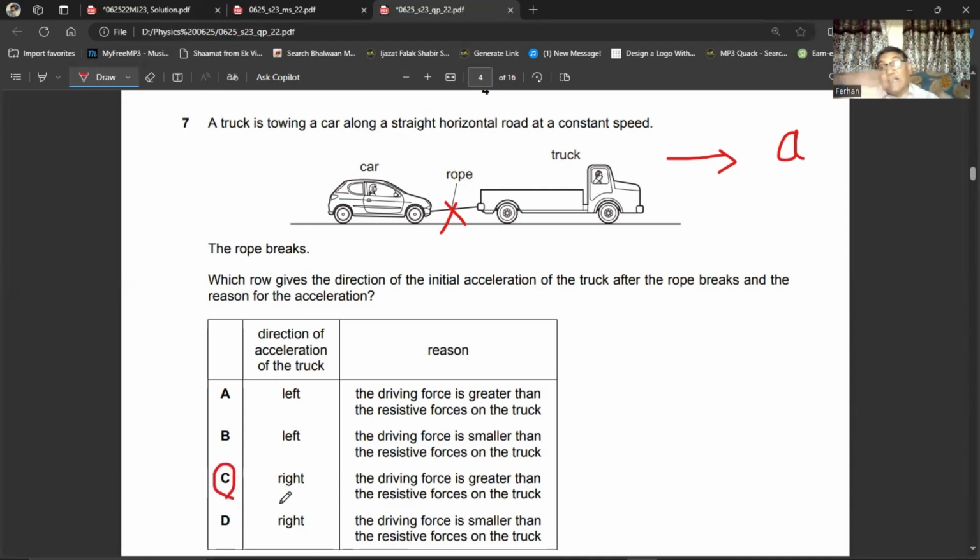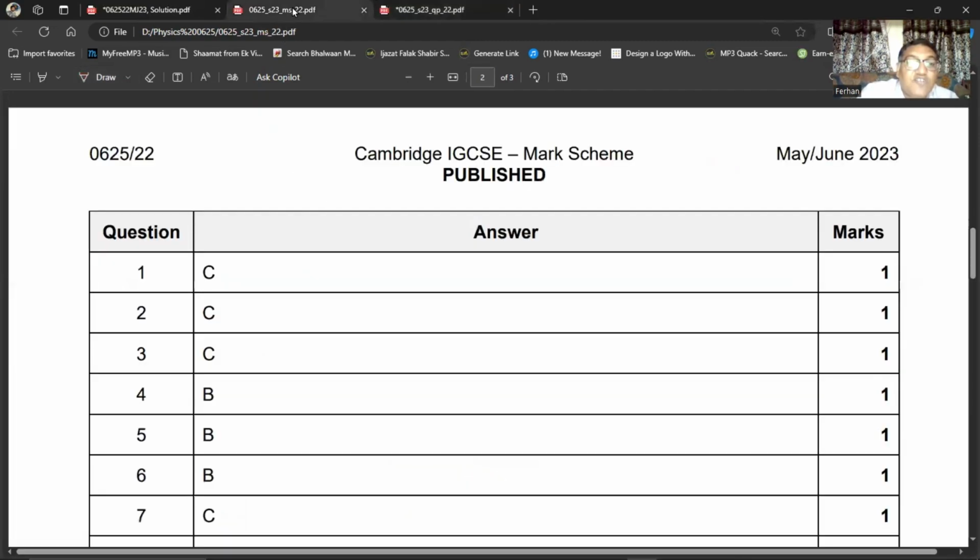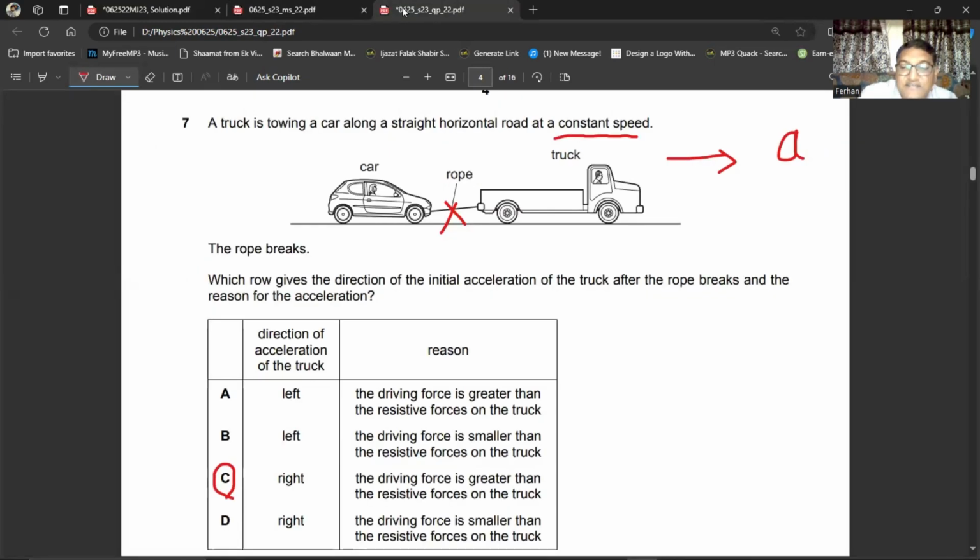Because he said that the truck will accelerate to the right. The reason is that the driving force has now become more than the resistive force. Before, the truck was going with constant speed, so the driving force and the resistive force were equal. When the rope connecting the truck and the car breaks, all of a sudden the resistive force on the truck decreases. So the driving force obviously becomes more than the resistive force. So I think question number 7, C is the right answer, sir.